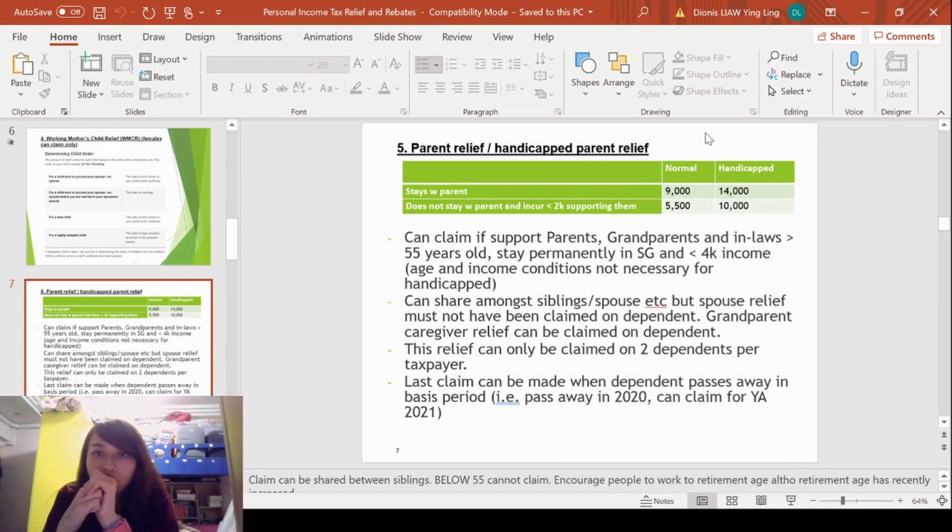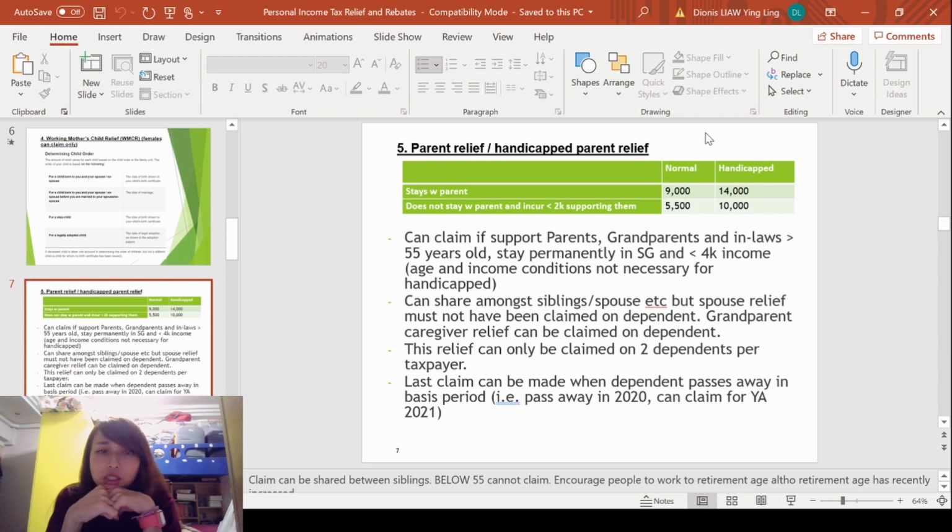Spouse relief cannot be claimed on this same dependent also, like I just mentioned. For example, if you claim handicapped spouse relief on the mom already, then you as a child cannot claim on the same parent that is handicapped. But for the grandparent caregiver relief, it can always be claimed, but it's per dependent only.